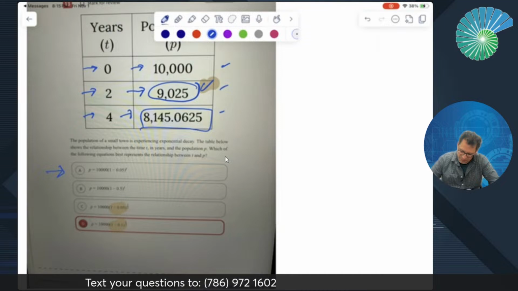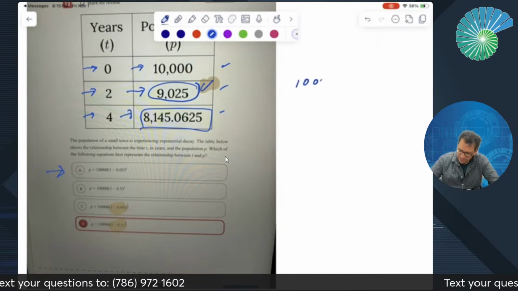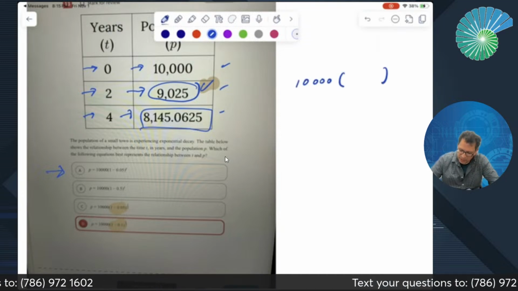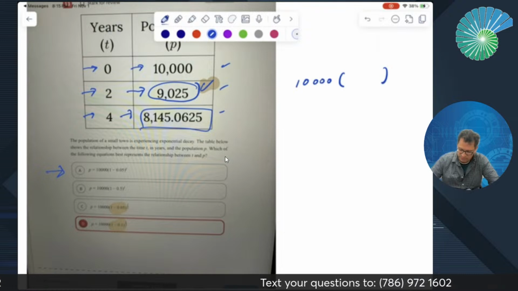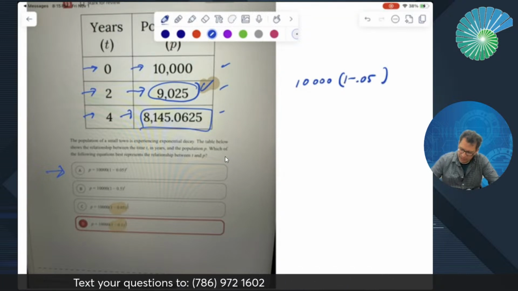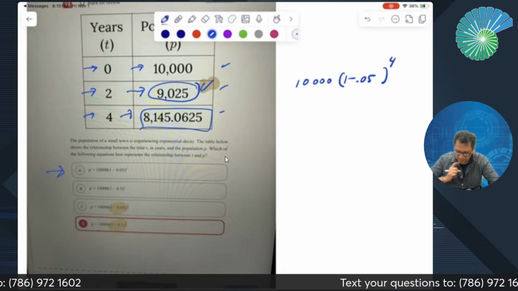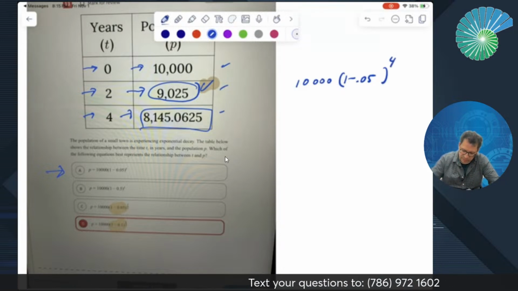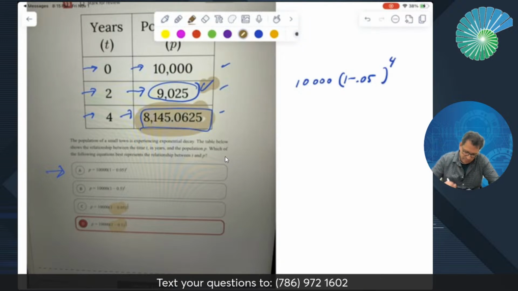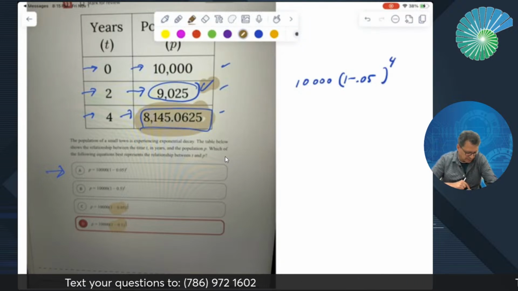So you can do it again if you really want to be safe. And now you plug in a 4. When you plug in a 4, you're supposed to get this. And do you get that?